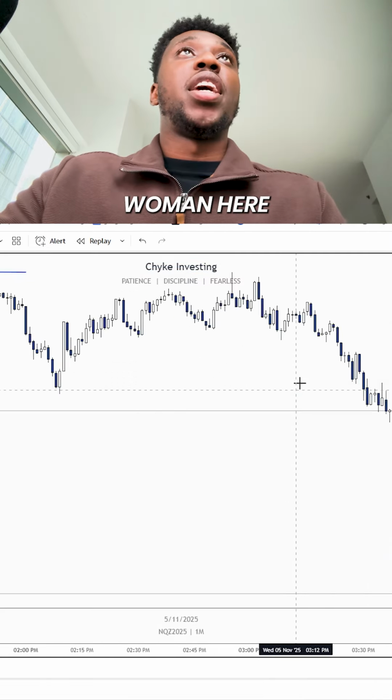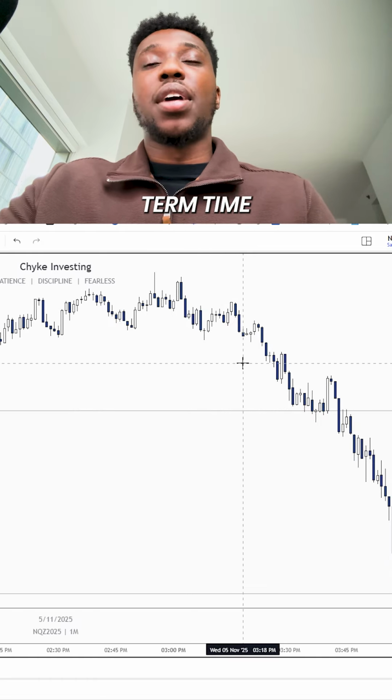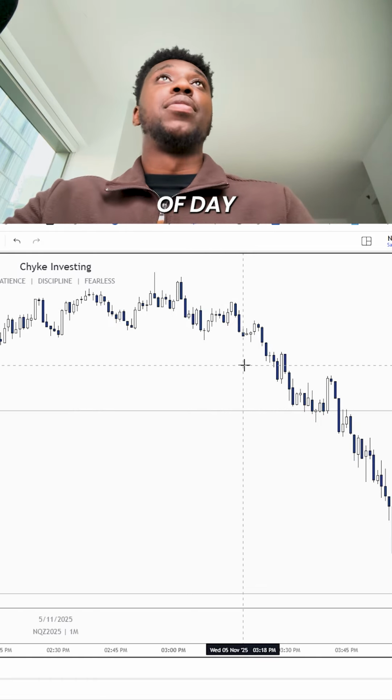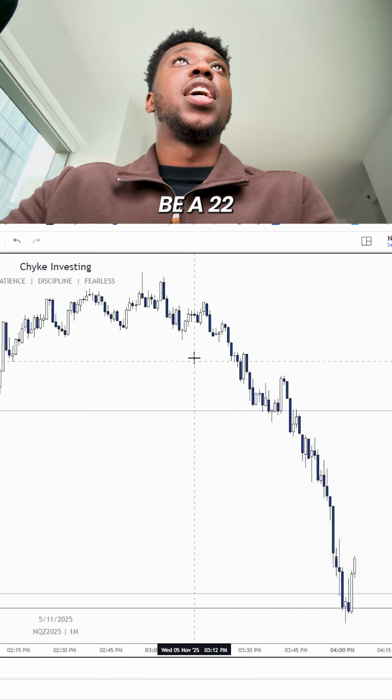And then skip to the 1 minute here for the entry. We know the higher time frame is bearish. We know that the intermediate term time frame is bearish as well. And the time of day is right for a reversal. And so now I'm waiting for my entry. My entry is going to be a 22 model.